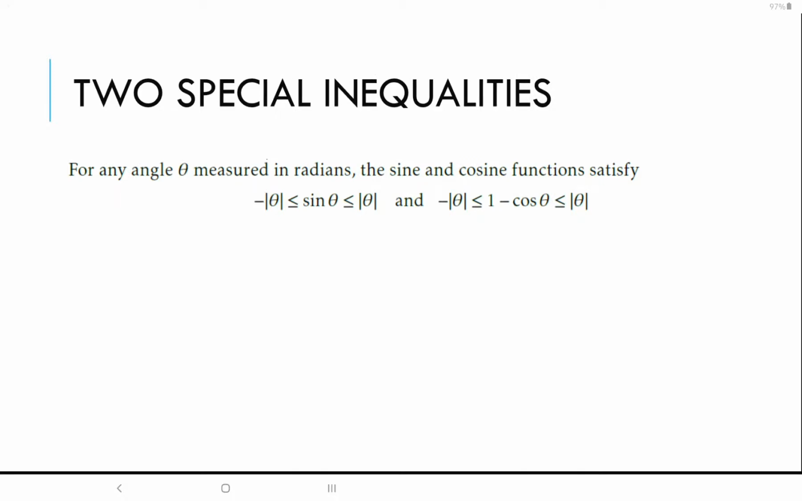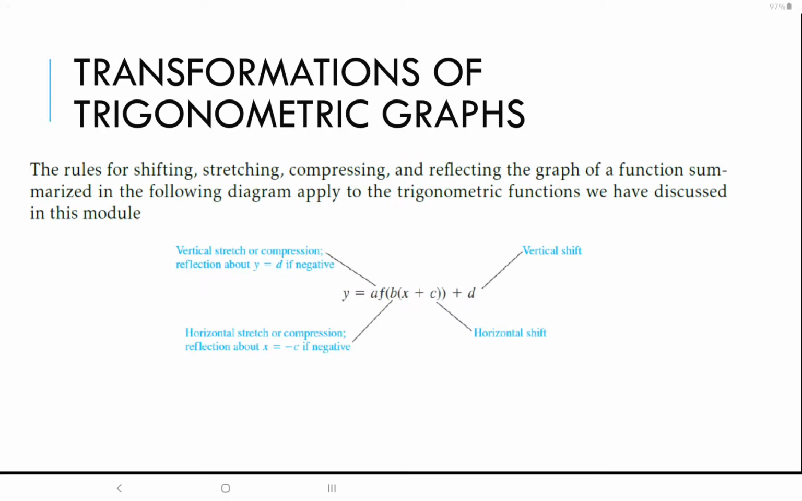Okay, and then now we have two special inequalities. So, we will no longer prove these, we will just accept them. So sin theta is always less than or equal to the absolute value of theta, but greater than or equal to negative absolute value of theta. And then we have another one for 1 minus cosine theta, which is less than or equal to the absolute value of theta, but greater than or equal to negative absolute value of theta.